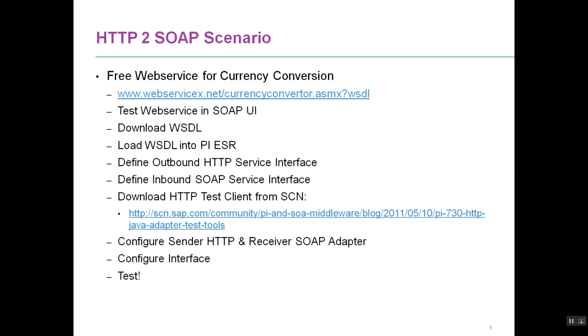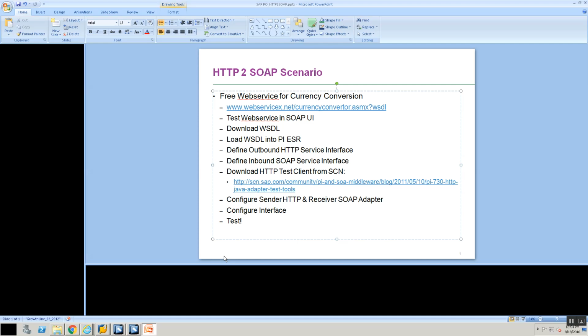Once you've done all of these configurations, we will then download a test client. In the previous exercise, when we were building our SOAP to RFC scenario, we used SOAP UI as the testing client to trigger the SOAP call. In this case, we need to use an HTTP test client, and we are going to download it from the SAP Service Marketplace, SAP Community Network, SDN. We will be using this blog, and we will be downloading the data there. And once we have done that, we are going to test our scenario. So with that, let's get started.